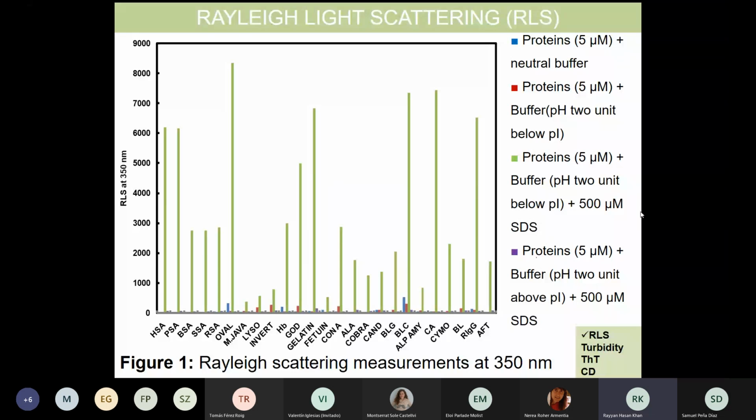While the protein taken 2 units above pI also doesn't show any positive Rayleigh scattering. So the only condition that shows a positive Rayleigh scattering is where we take 5 micromole protein 2 units below pI along with 500 micromoles of the SDS.